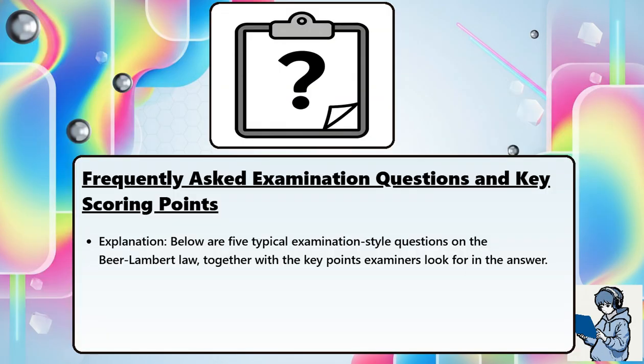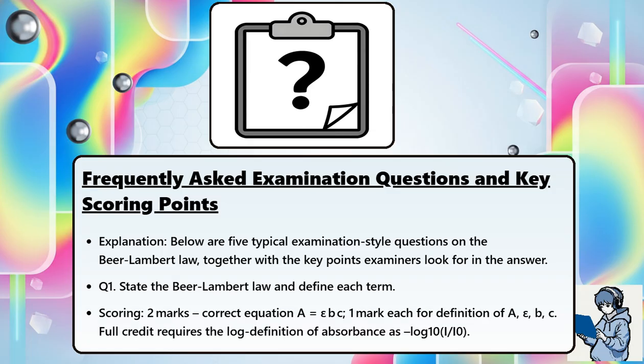control. Below are 5 typical examination-style questions on the Beer-Lambert law, together with the key points examiners look for in the answer. Question 1. State the Beer-Lambert law and define each term. Scoring 2 marks, correct equation A equals epsilon b c. 1 mark each for definition of A, epsilon, b, c. Full credit requires the log definition of absorbance as negative log 10 of I over I sub 0.